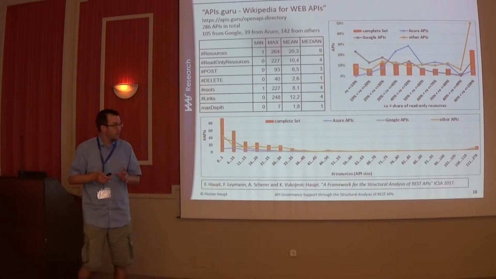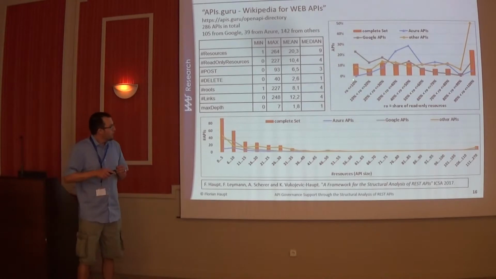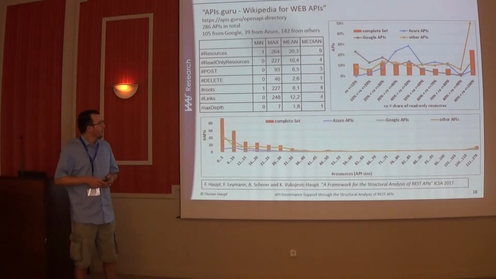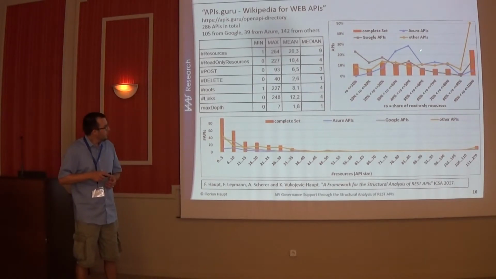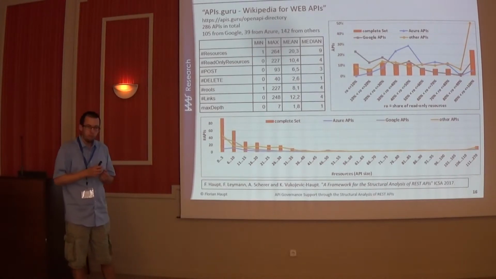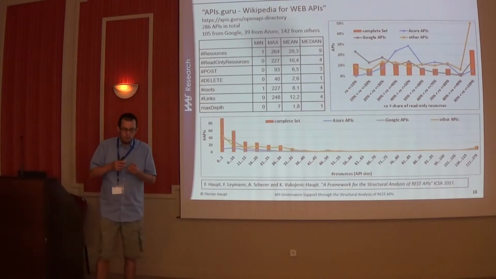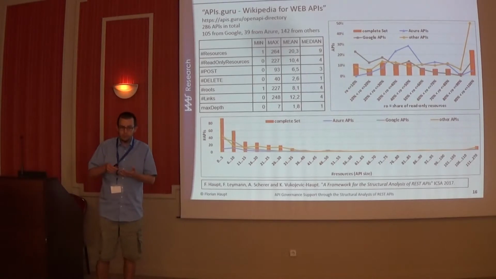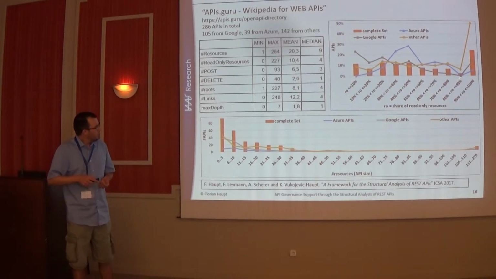Now we have to look at the distinct subsets. For example, the blue line here is the set of Azure APIs, the Azure Cloud Platform APIs. What you see here is that around 50% of all the APIs have a read-only share of only between 30 and 50%. So more than half of the APIs offer you the ability to create or manipulate data, and only very few of the APIs are read-only APIs.